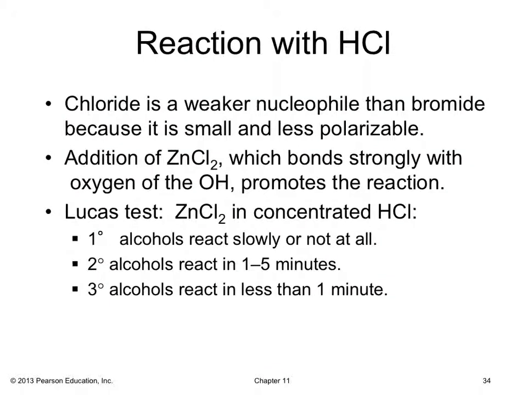Reactions with HCl. Chloride is a weaker nucleophile than bromide because it's small and less polarizable. Addition of zinc chloride, which bonds strongly with the oxygen of the OH, promotes the reaction. It's also known as a Lucas test when you have zinc chloride in concentrated HCl. In general, primary alcohols for Lucas tests react slowly or not at all. Secondary will react in 1 to 5 minutes, and tertiary reacts really well, in less than a minute.